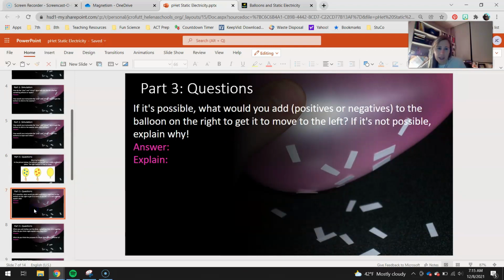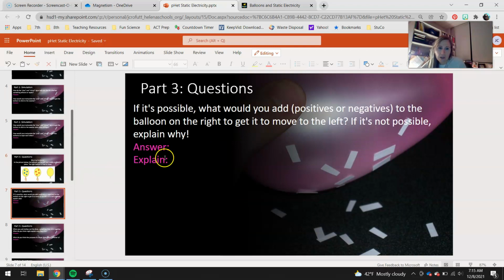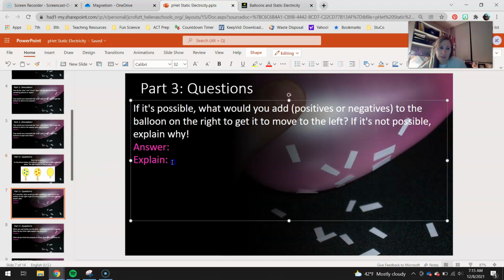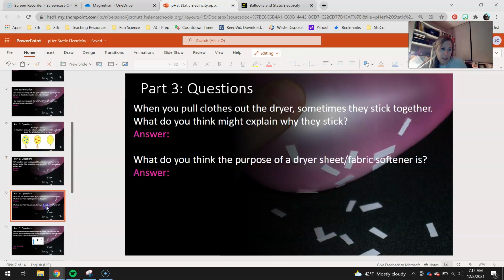So with that in mind, if it's possible, what would you add, positives or negatives, to the balloon on the right to get it to move to the left? So I want it to move towards this balloon, so to the left this way. So what would I need to add to this balloon to get it to do that? Remember, this one is free to move. So give me your answer. What would you guys add there, and explain why you would add those there. Okay, next slide.